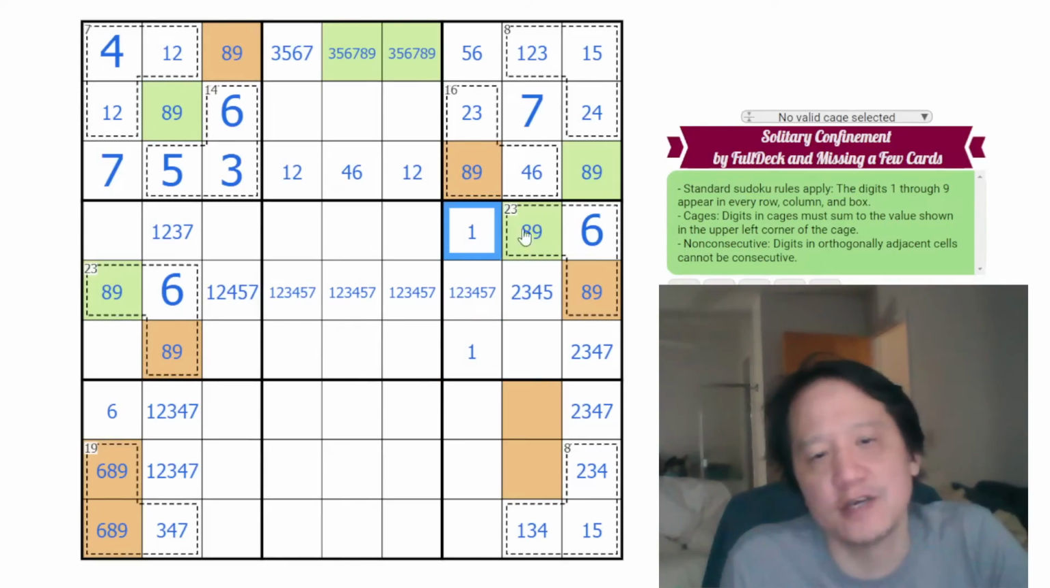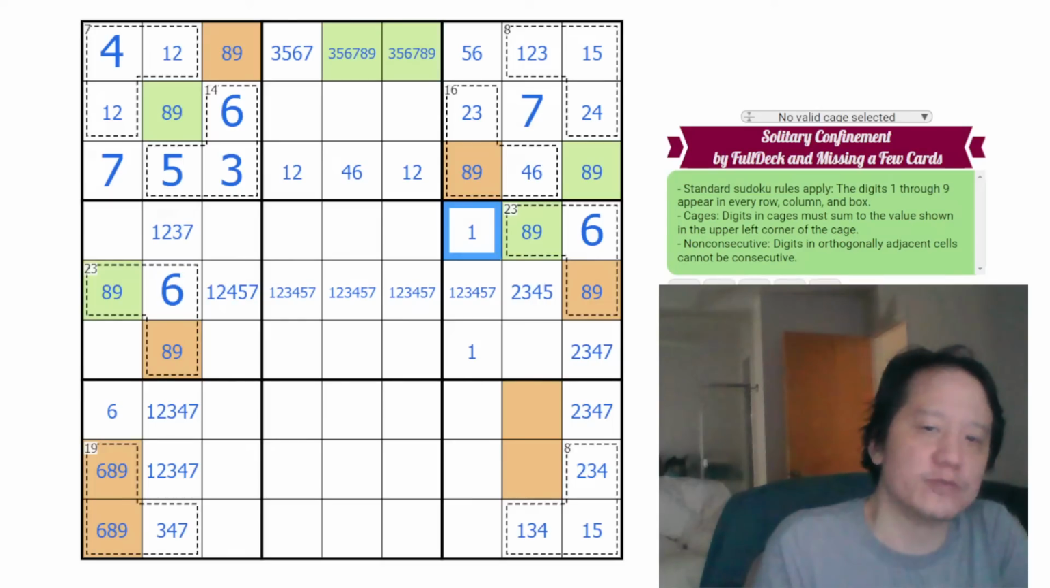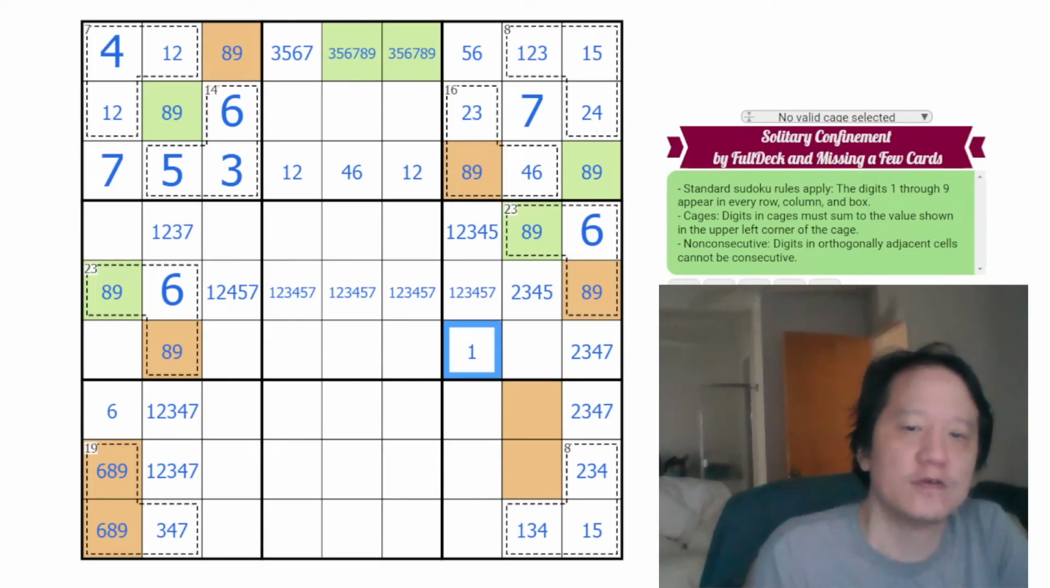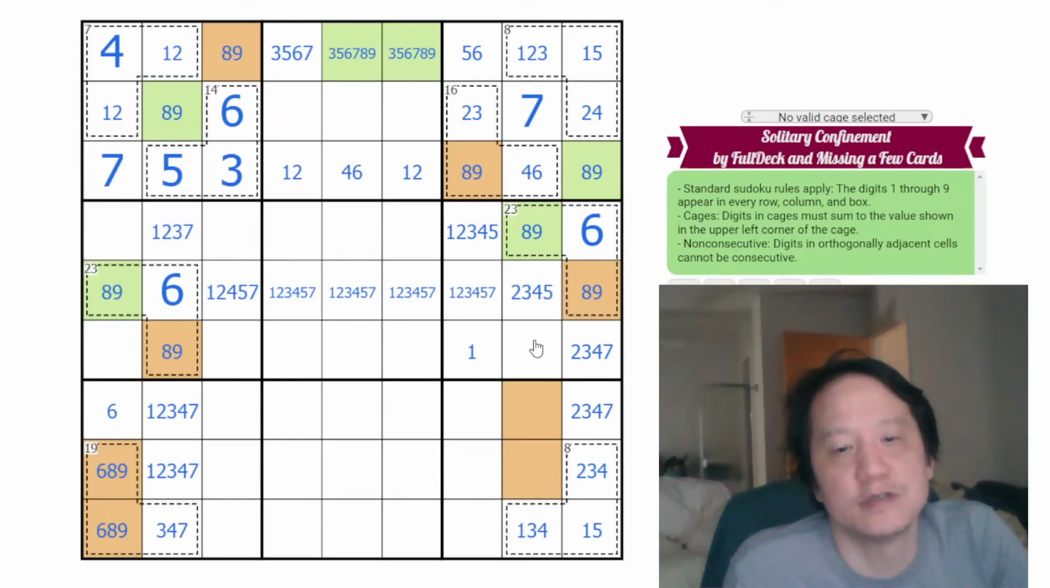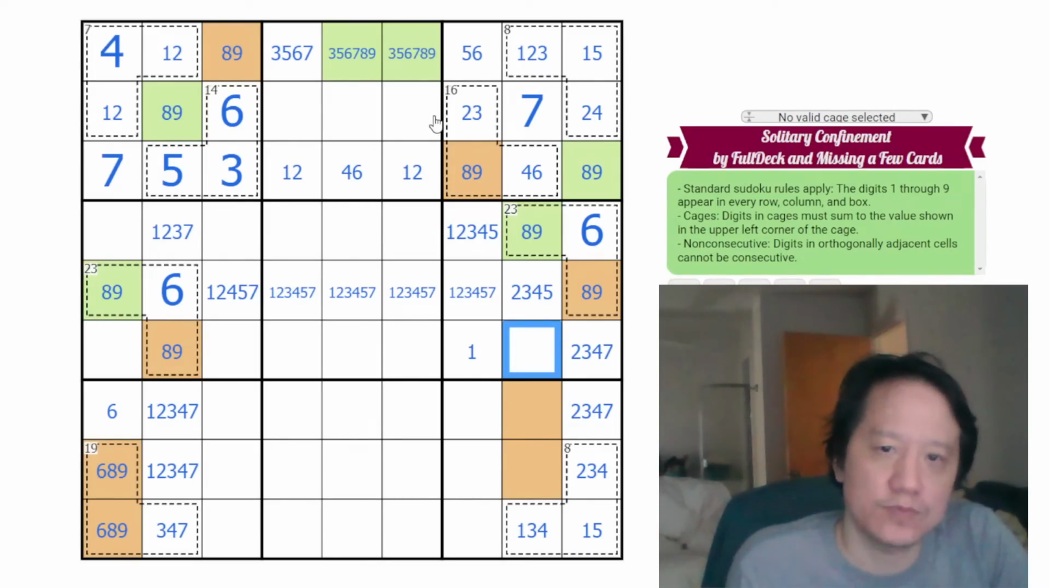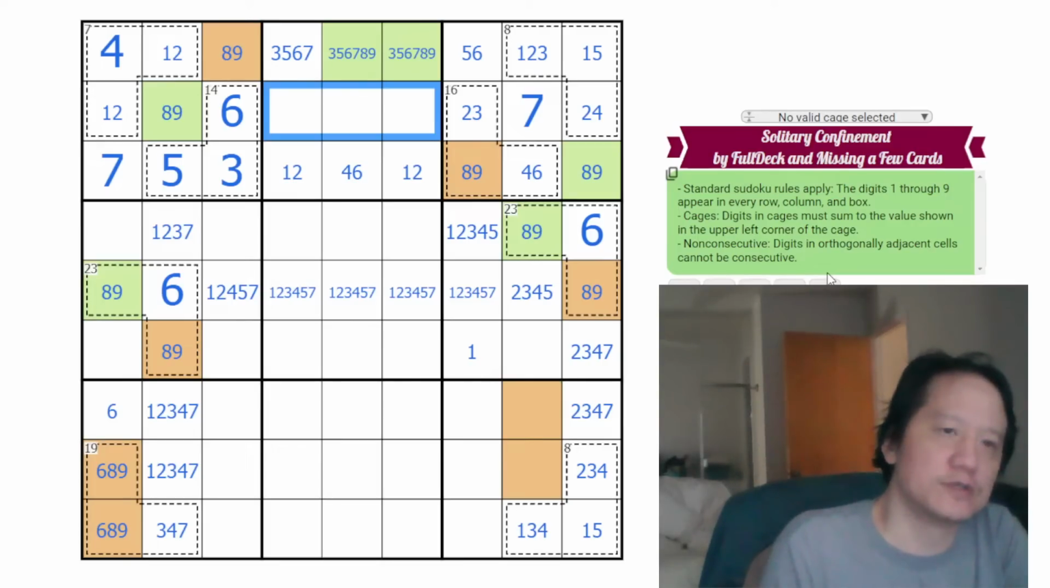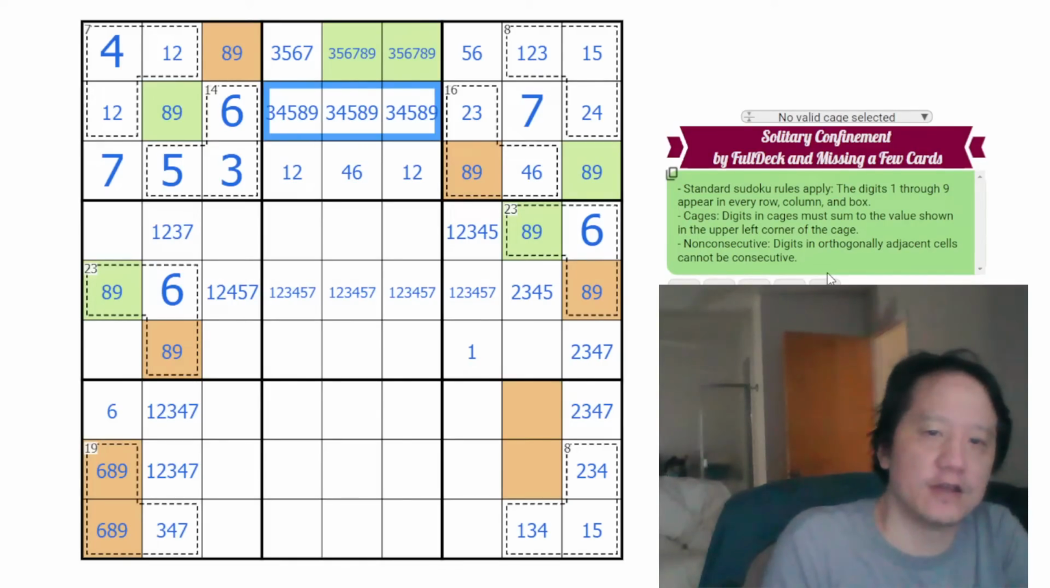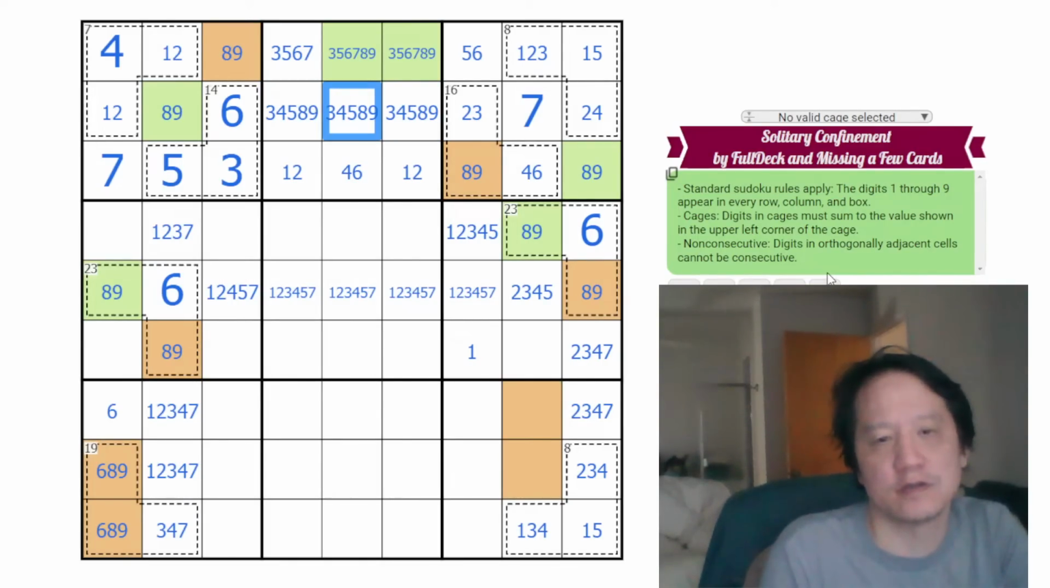This cannot be 7 because it sees both different types of 8 and 9. So this would be 1, 2, 3, 4, 5. This could be 7, that could be 7. So this cannot be 1, 2, 6, or 7. So this is 3, 4, 5, 8, and 9.